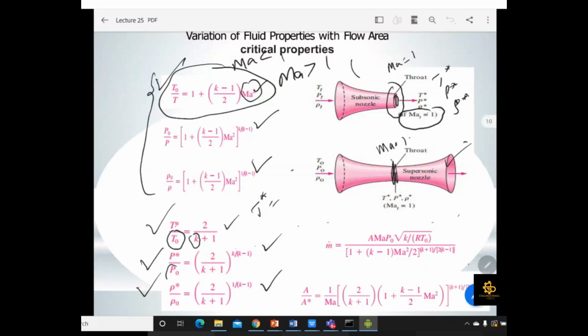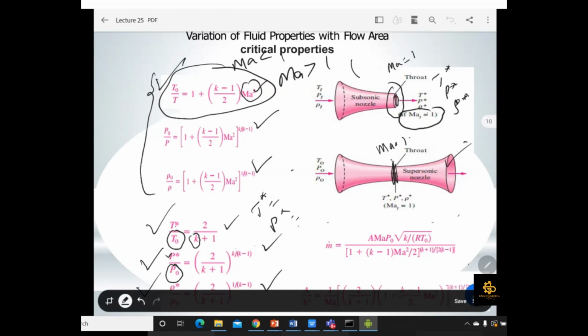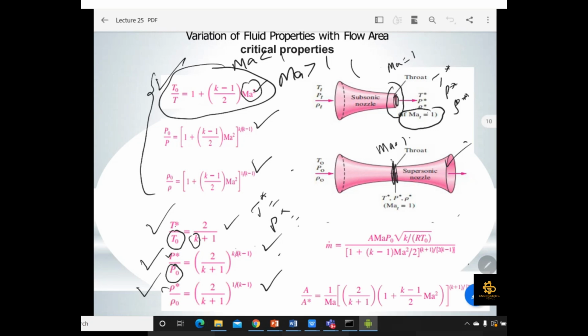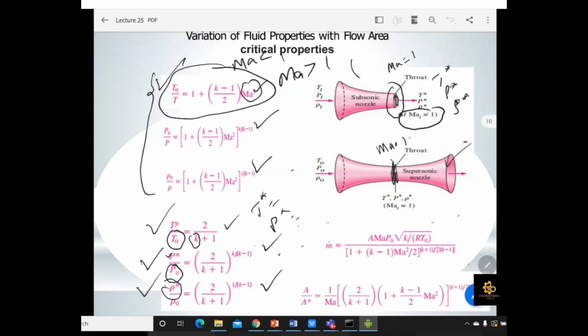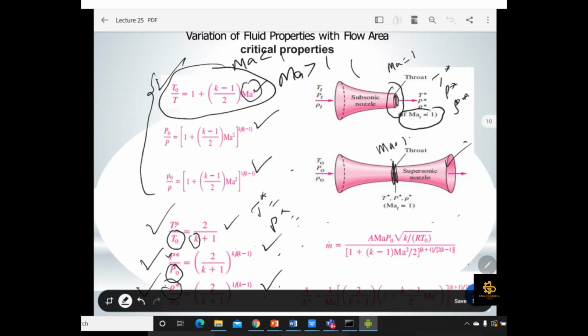Similarly, for the pressure at the critical point or throat, if you know the stagnation pressure, you can easily find the pressure at the throat, and also the critical density, where the Mach number is 1, by using this relation. So these are some important relations to find the critical properties.